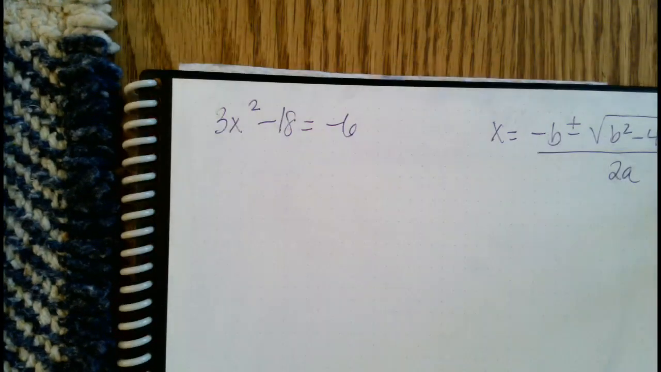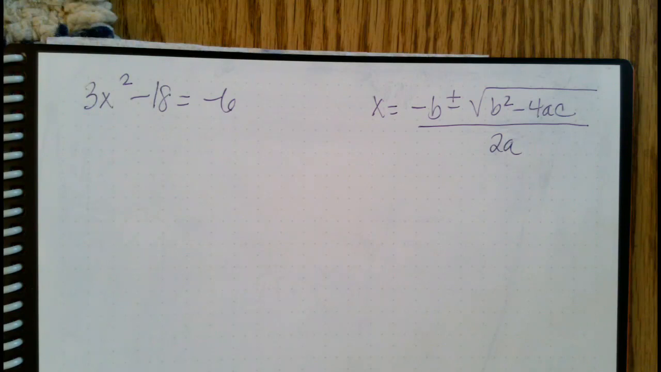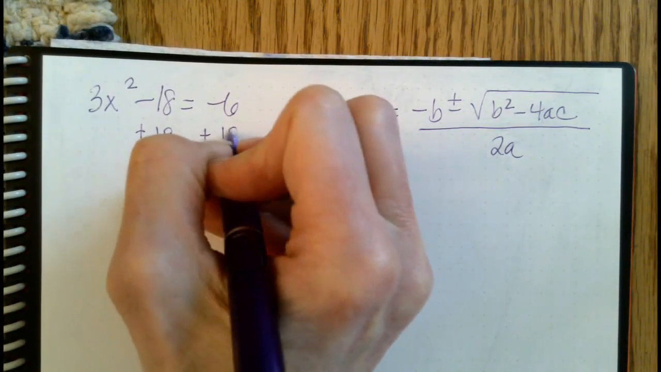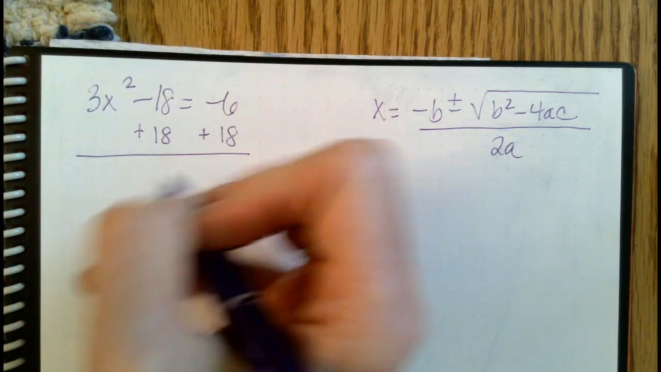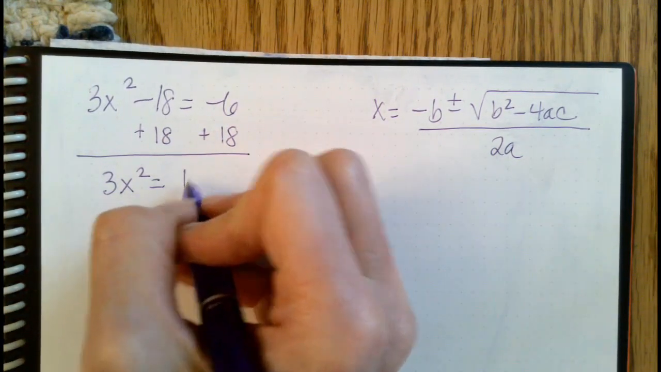If you notice down on Edmentum, and I know I didn't keep it up there for very long, all of the answers were whole number answers. In fact, integer answers is a better way to describe that. So without using the quadratic formula, I wonder if we could get the answer. For instance, let's add 18 to both sides, and we get 3x squared equals 12.